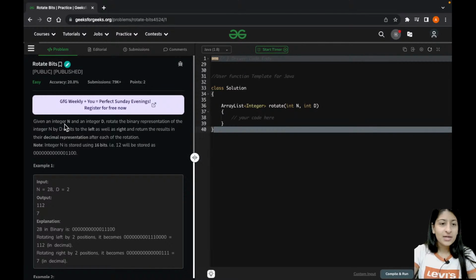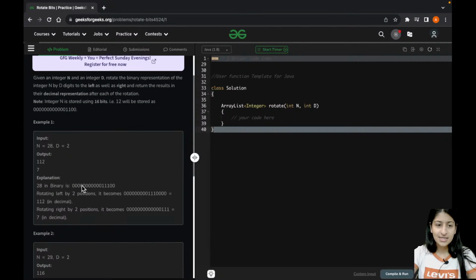Given an integer n and an integer d, rotate the binary representation of integer n by d digits to the left as well as to the right, and return results in their decimal representation, the way they are given as inputs. And note, this is important, n is stored using 16 bits, that is, 12 will be stored as this, and so on and so forth. I will explain it to you. So I hope you understood the question.